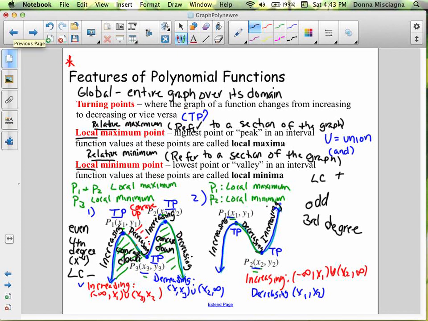Let's count the turning points again. So we have 1, 2. Those turning points are getting really big as I keep drawing over them. We have 2 turning points. And this is 3rd degree, which is x cubed. Have you figured out how I knew one was 4th and the other was 3rd?